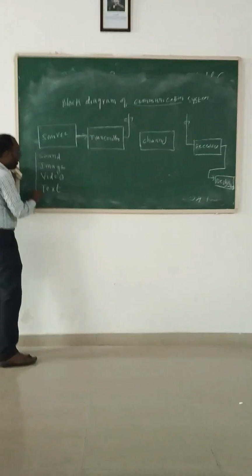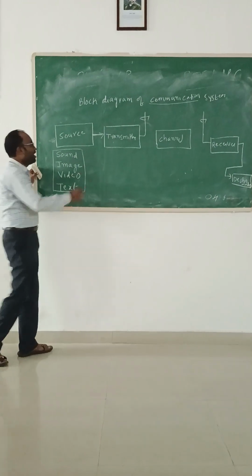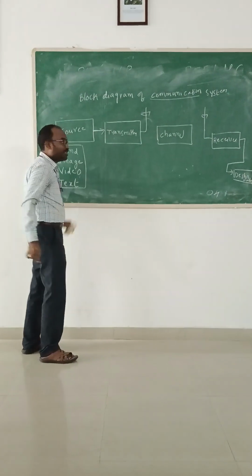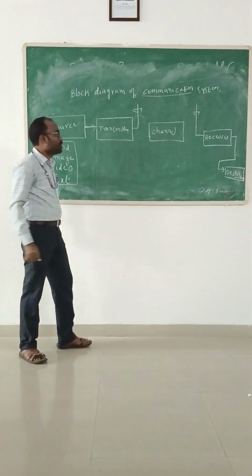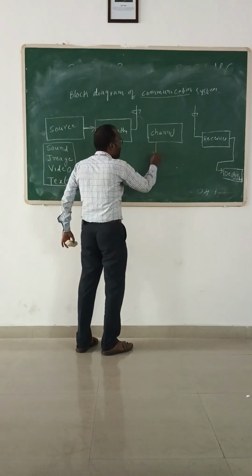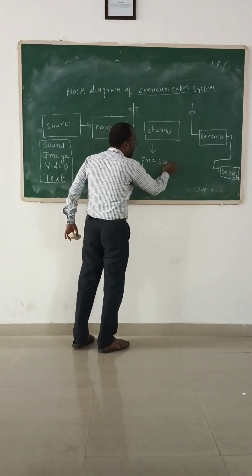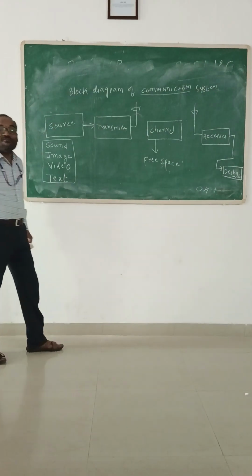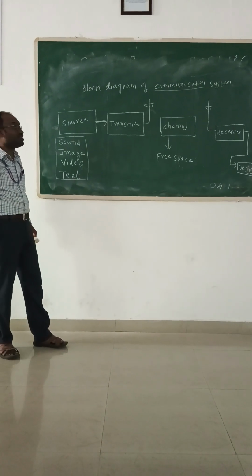The information in the form of sound, image, video, text is given to the transmitter. The transmitter is going to radiate your information into the channel. Here the channel is the free space. So I am talking about the wireless communication system. I am not talking about the wired communication system.